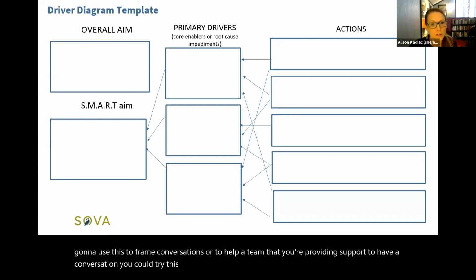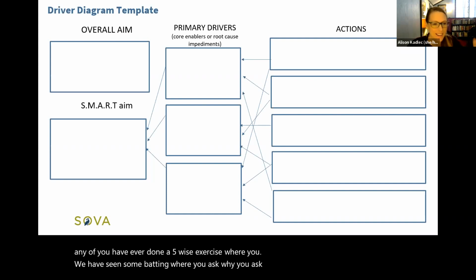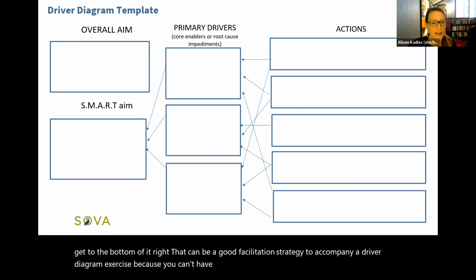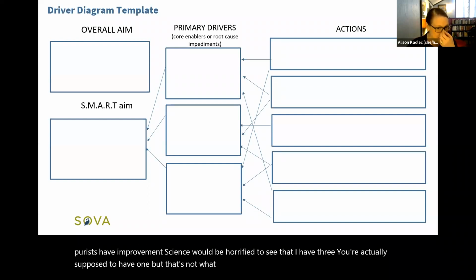One of the strategies, I don't know if any of you have ever done a 5 whys exercise where I'm seeing some nodding, where you ask why, and you ask why again, you ask why again, and you get to the bottom of it, right? That can be a good facilitation strategy to accompany a driver diagram exercise. Because you can't have 10 drivers at the end of the day. And in fact, purists of improvement science would be horrified to see that I have 3. You're actually supposed to have 1. But that's not what this is like, because this is not about implementing hand washing in a surgical theater.